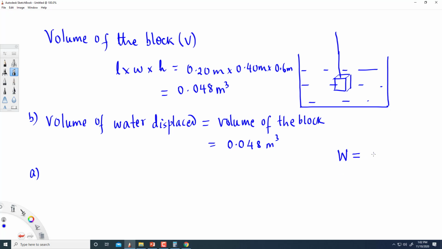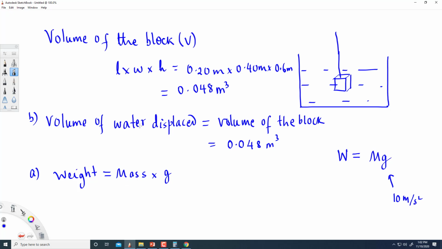Yes, so it's m times g, mass times g. So we want to find weight. To find weight, we need mass and we need g. G is known, it's always 10 meters per second squared, that's the constant. But we want to first find the mass to find the weight. So in order to find the weight, we first need to find the mass.